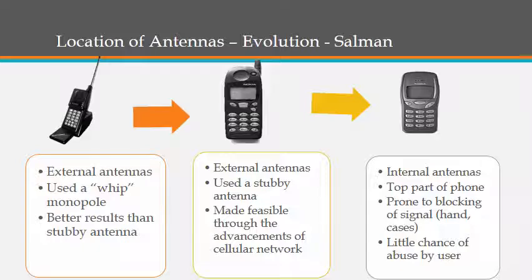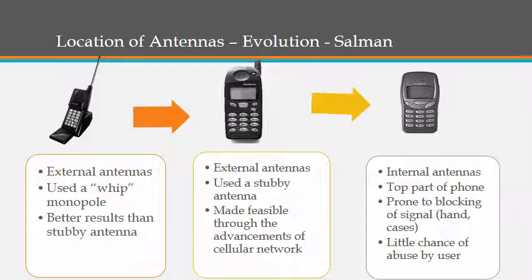The location of antennas, and in this slide I'll talk about the evolution of the antennas. So one of the first phones was the Motorola MicroTac, which came out in 1989. It used an external antenna, and it was a whip monopole. This yielded really good results, especially compared to the later stubby antennas. The later one, as you can see, the middle phone, is the Nokia 5110, which came out in 1998. This uses a stubby antenna.